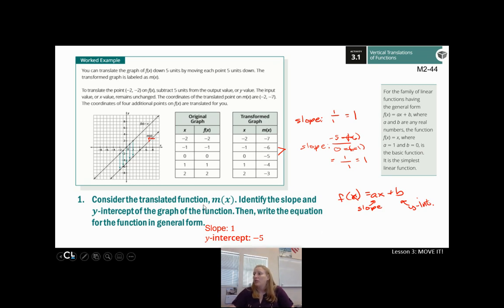Only it's not f of x, it's actually m of x. And so my slope is 1, my y-intercept is a -5, and I'm just going to clean this up a bit. We don't usually write 1x, we usually just put x, and I don't need to put plus a -5, I can just put x minus 5. Yay, we found our function in general form for m of x. So this is what happens when I translate my graph down 5 units.